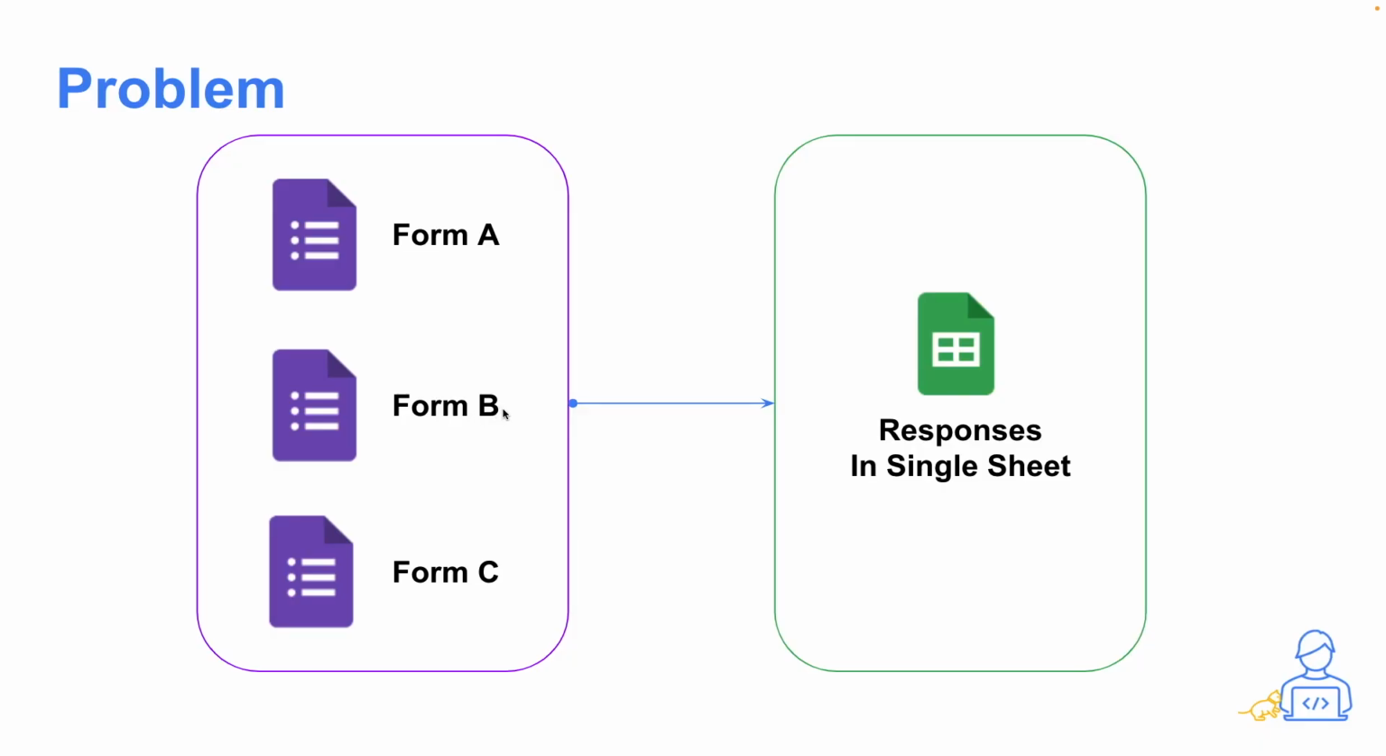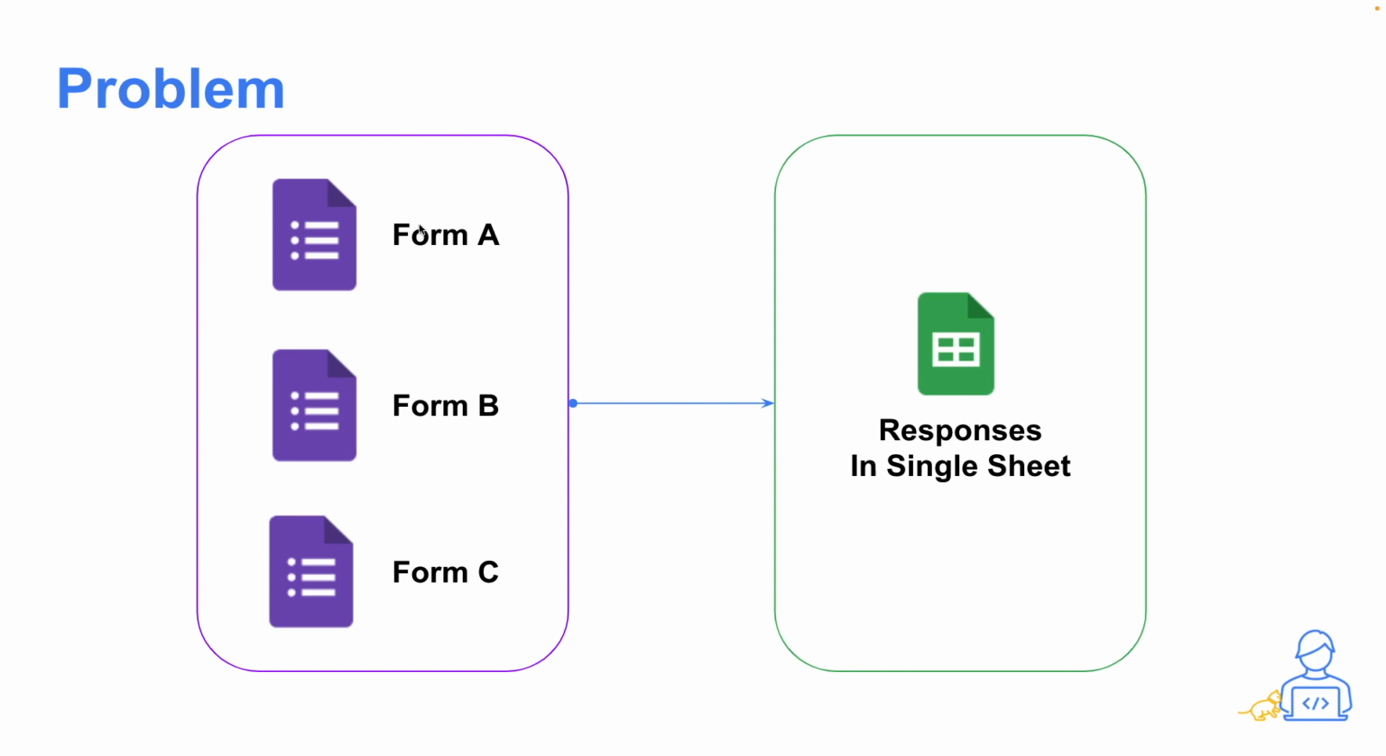Let's say you have two forms or three forms. They have the same structure, or maybe they have different form structures. But for some reason you'd like to combine or merge the form responses together and put them into one single spreadsheet. So this script is designed to solve this kind of issue. Basically, we're doing the automation here.